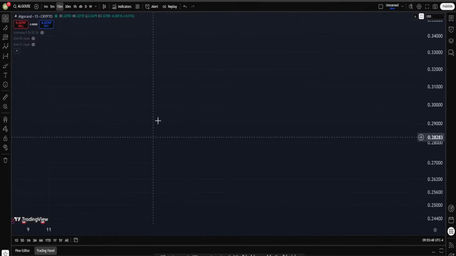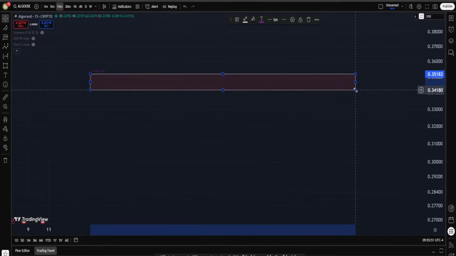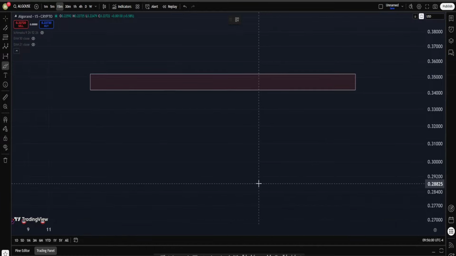Why? Let's go around here. Whenever you are having a support or a resistance, doesn't really matter, in this case let's just say for the sake of argument this is a resistance area, whenever you are touching it way too many times, at that point, chances of getting a break of it are going to increase more and more.